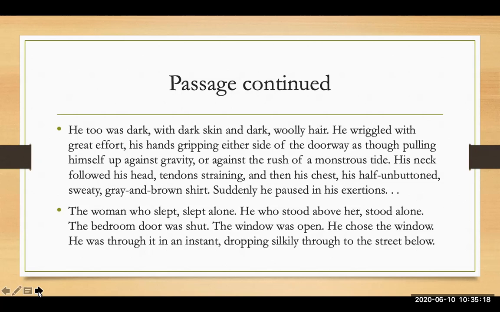Moving along a little bit further in the passage, the woman who slept, slept alone. He who stood above her stood alone. The bedroom door was shut. The window was open. He chose the window. He was through in an instant, dropping skillfully through to the street below.